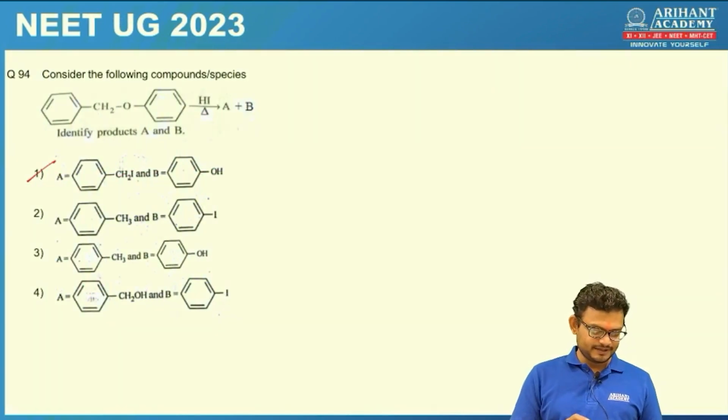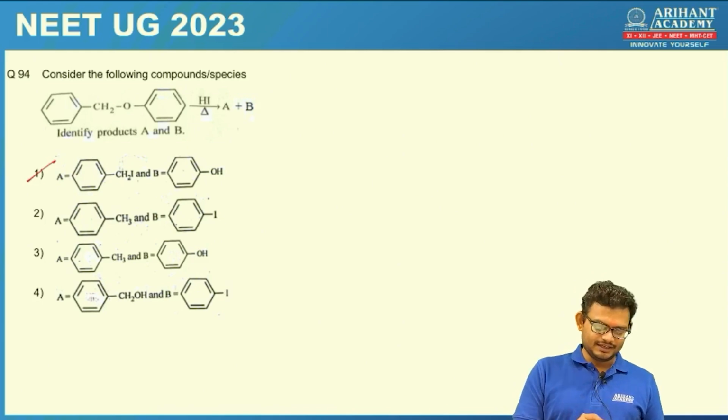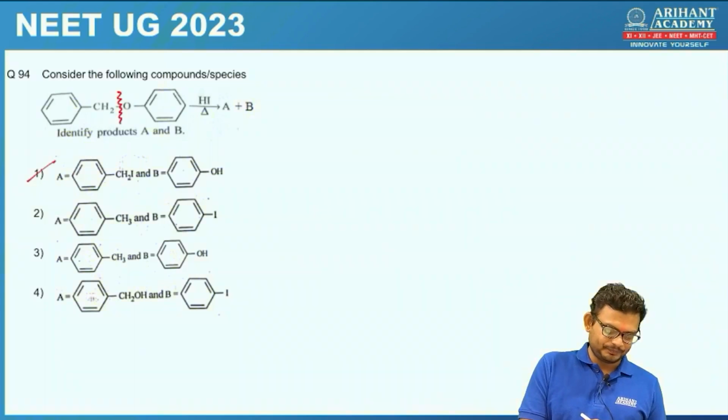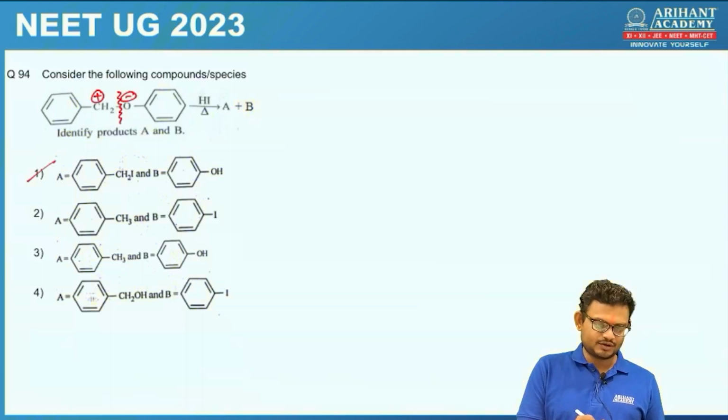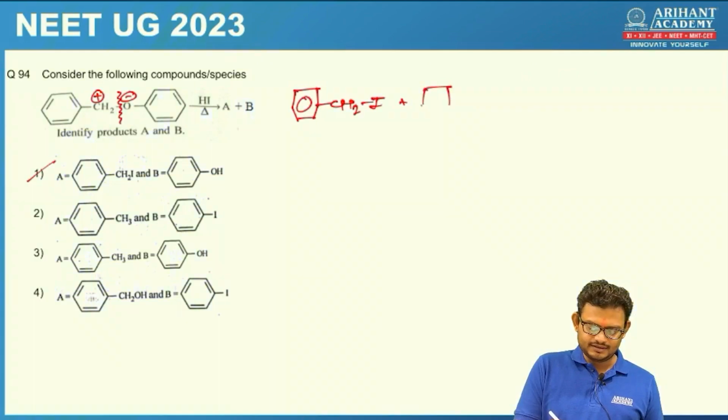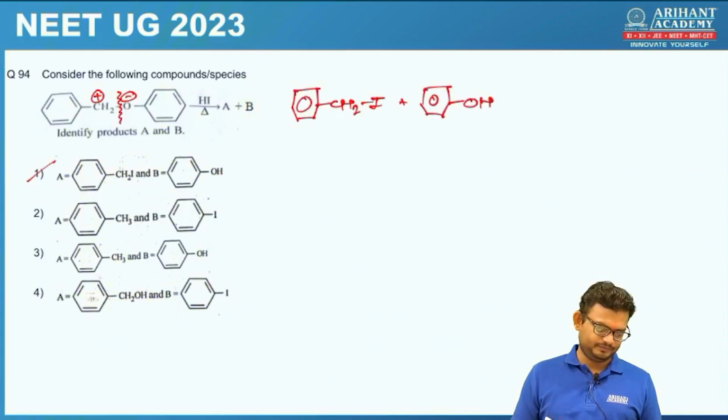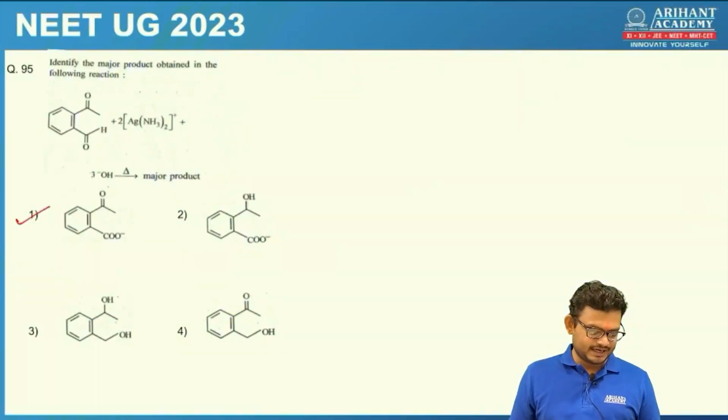Question 94, they have given a reaction and they are asking us what are the products. Okay, so you can clearly see breaking this carbon oxygen bond would generate a benzyl carbocation and a phenoxide ion. So HI, definitely being a strong acid, the product formed would be benzyl iodide and a phenol, which is option A.